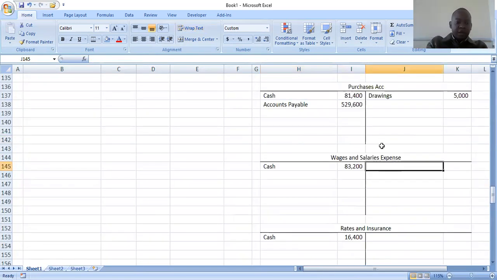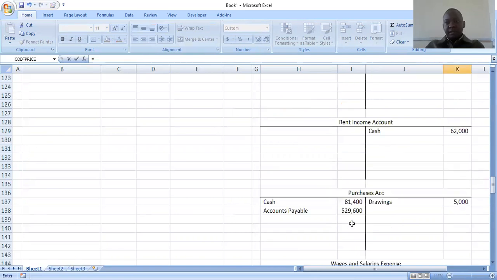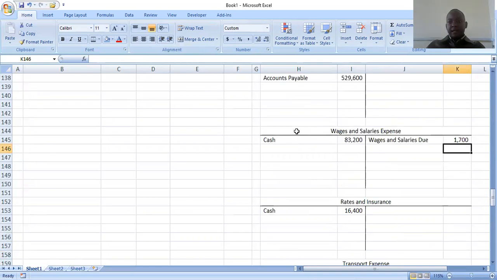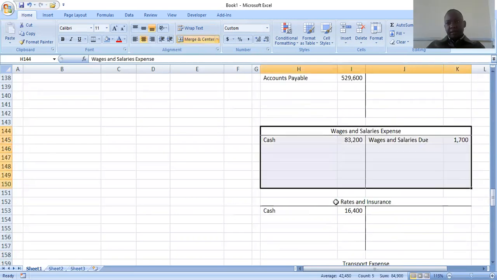Yeah, so this is by wages and salaries, and the amount is 1,700, like that. So any questions, I'm always free. We proceed.